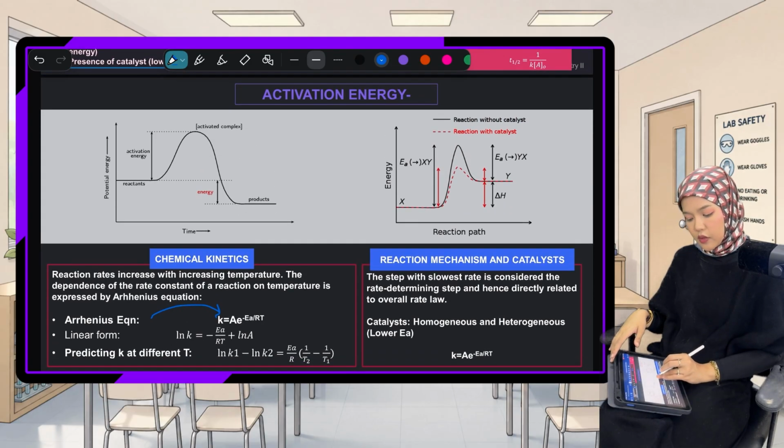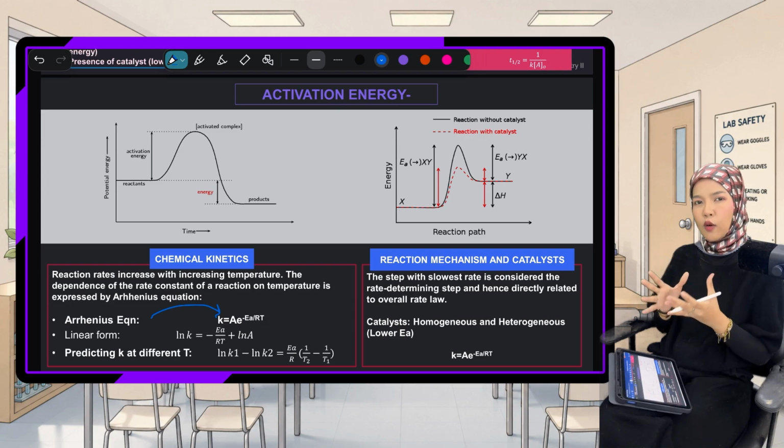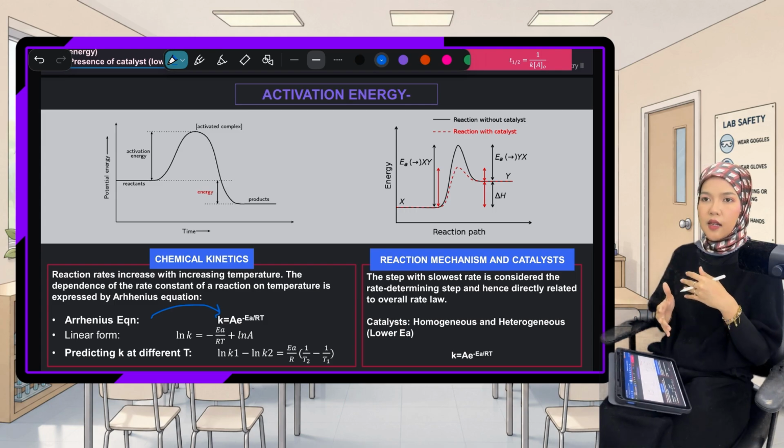You should also know about the reaction mechanism and catalysis, but this is not really core, it's just an introduction that we give to you.